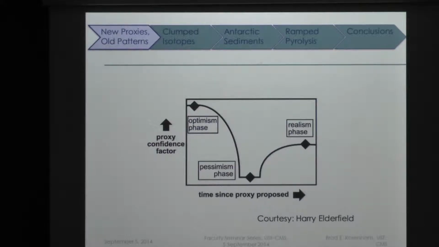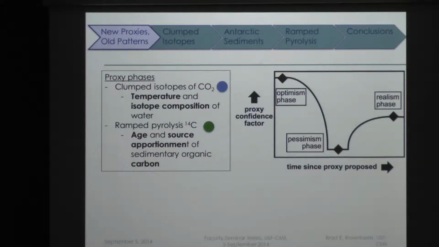But I want to go through some of the work that we do in our lab, which is very new, and assess where we are on this diagram. I'll divide the talk into two parts. First we'll talk about clumped isotopes of CO2 that comes from calcium carbonate. This is a temperature proxy, which was on my list earlier as one of the older ones.